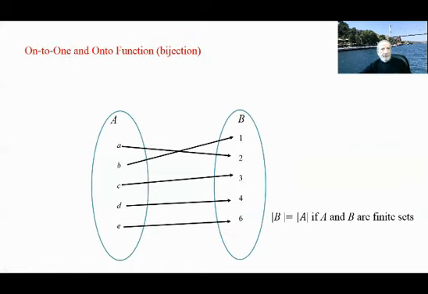Now, when a function is at the same time one-to-one and onto, this one-to-one onto function is called bijection. In this situation, the size of A and the size of B are the same. We say the cardinality of A and the cardinality of B are the same, provided that A and B are finite sets.